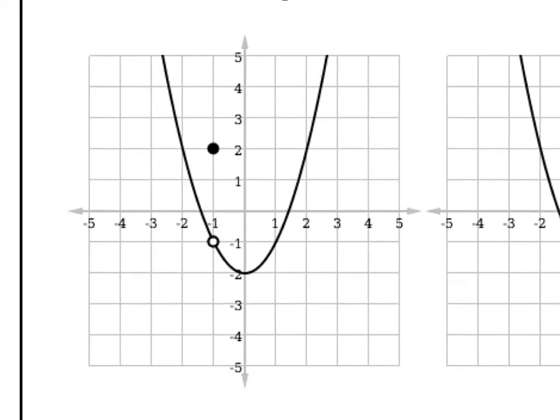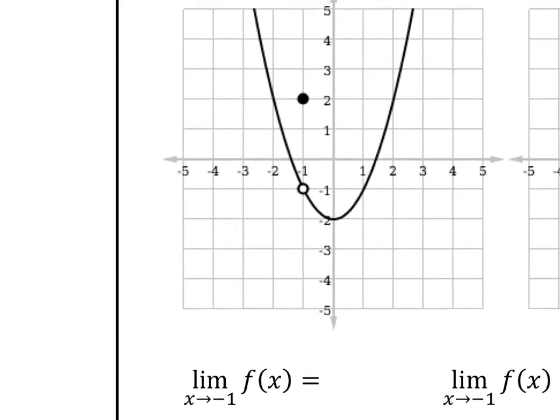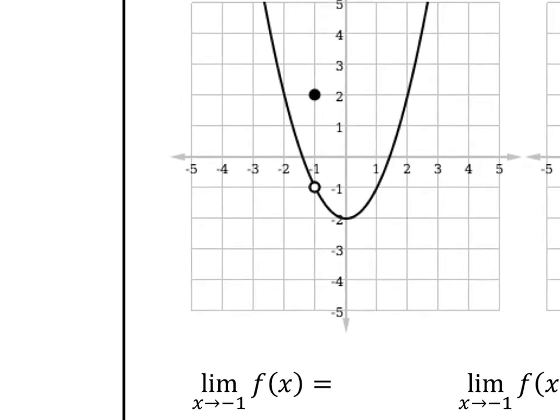Now let's look at this first graph. Limit as x goes to -1 of f of x equals, write down what you think it is. So when x is going to -1, y is going where? That is the question. Write down what you think the answer is. Okay, so let's vote. How many people think it's -1? How many people think it's 2? How many people think it doesn't exist?